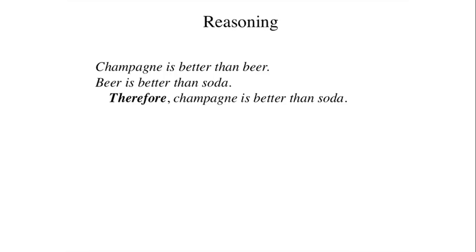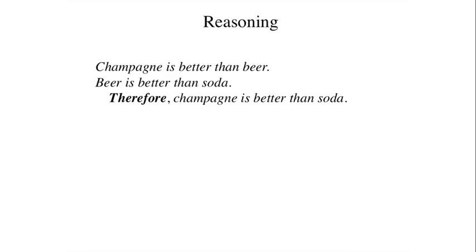As an illustration of errors that arise in reasoning with sentences in natural language, consider the following examples. In the first, we use the transitivity of the better relation to derive a conclusion about the relative quality of champagne and soda from the relative quality of champagne and beer and the relative quality of beer and soda. Champagne is better than beer, beer is better than soda, therefore champagne is better than soda.